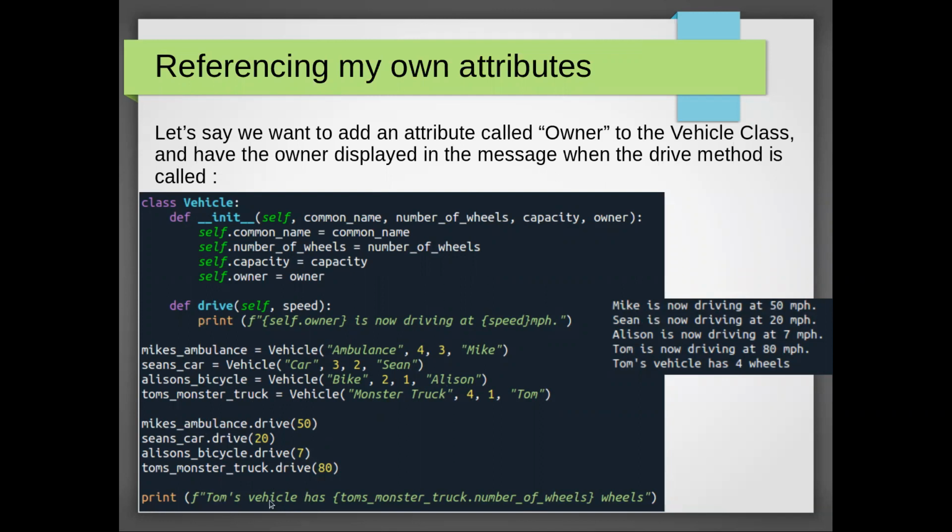The same down here, same principle. So if I wanted to print a message saying Tom's vehicle has, and then I want to find out how many wheels Tom's vehicle has, I can use the object name. Remember, I've called Tom's vehicle Tom's monster truck, and then use the dot notation to access the number of wheels. Whenever I give the name of that object, I then say dot, and then I can access any of the attributes stored against that object, or any of the methods stored against the object. In the same way, we use the dot notation. So here I want to access the number of wheels that are stored in Tom's monster truck. Okay.